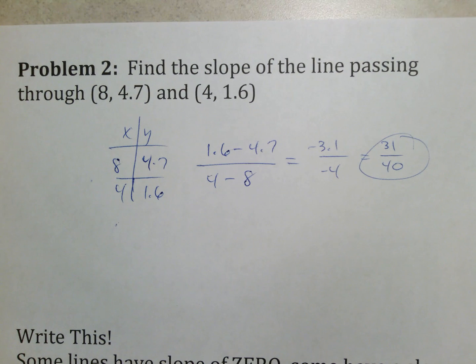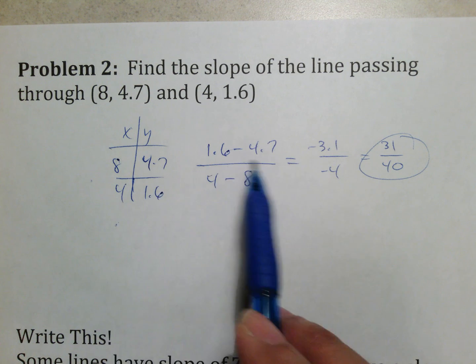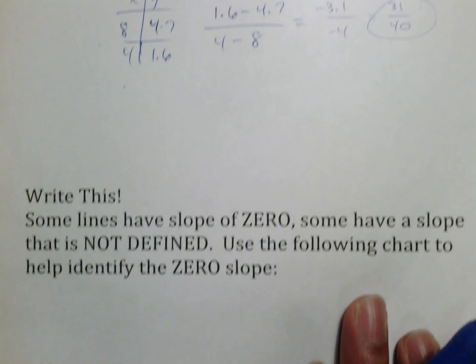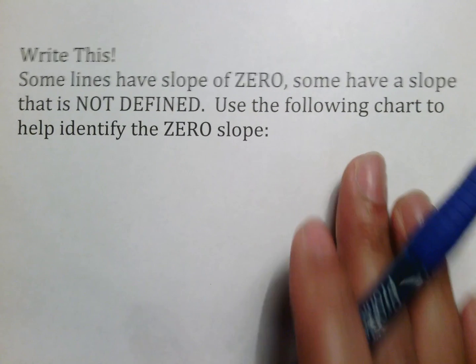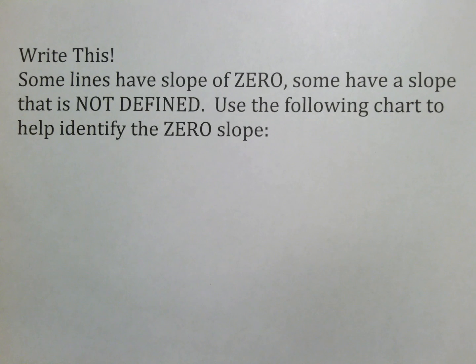So you can even turn those into fractions off of that also. Keep that in mind. Again, keep in mind the decimals should not throw us off, because we have a fraction or we have a calculator that does the work for us. Write this down real fast as I give you a chart to help you identify the zero slope.